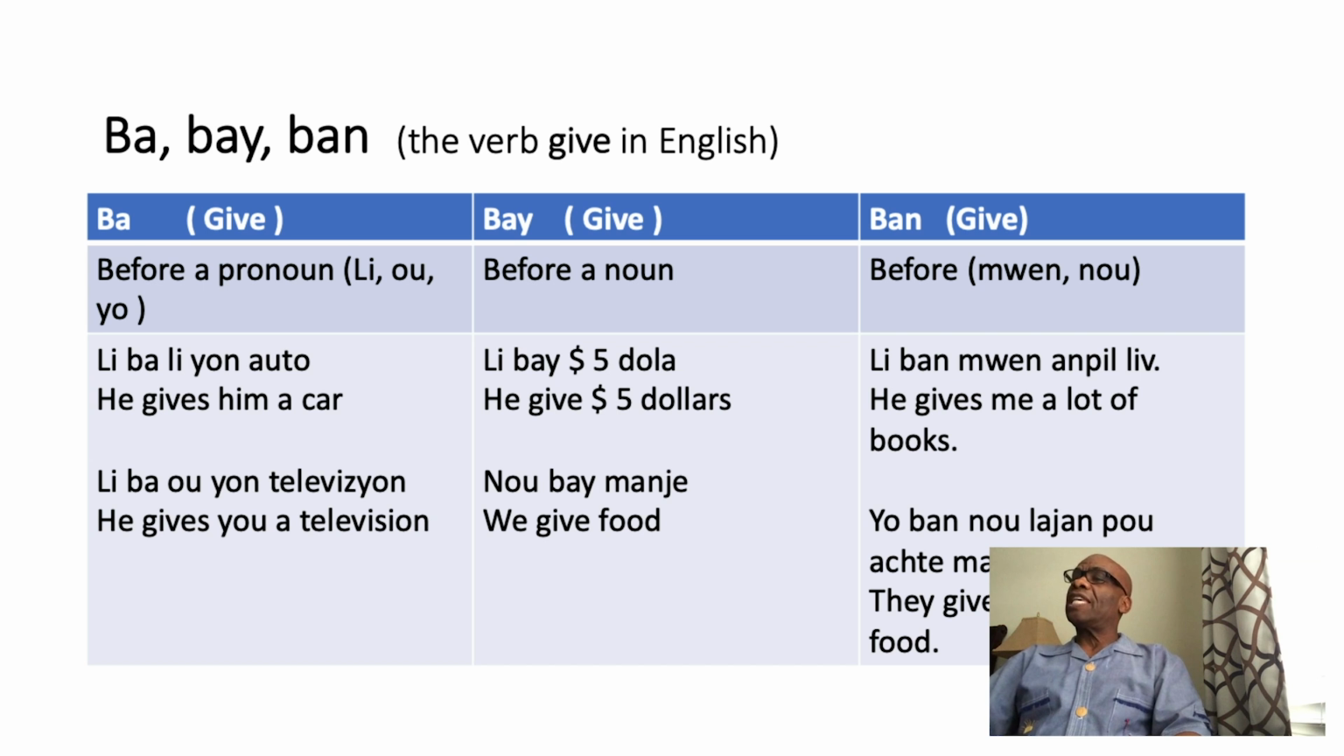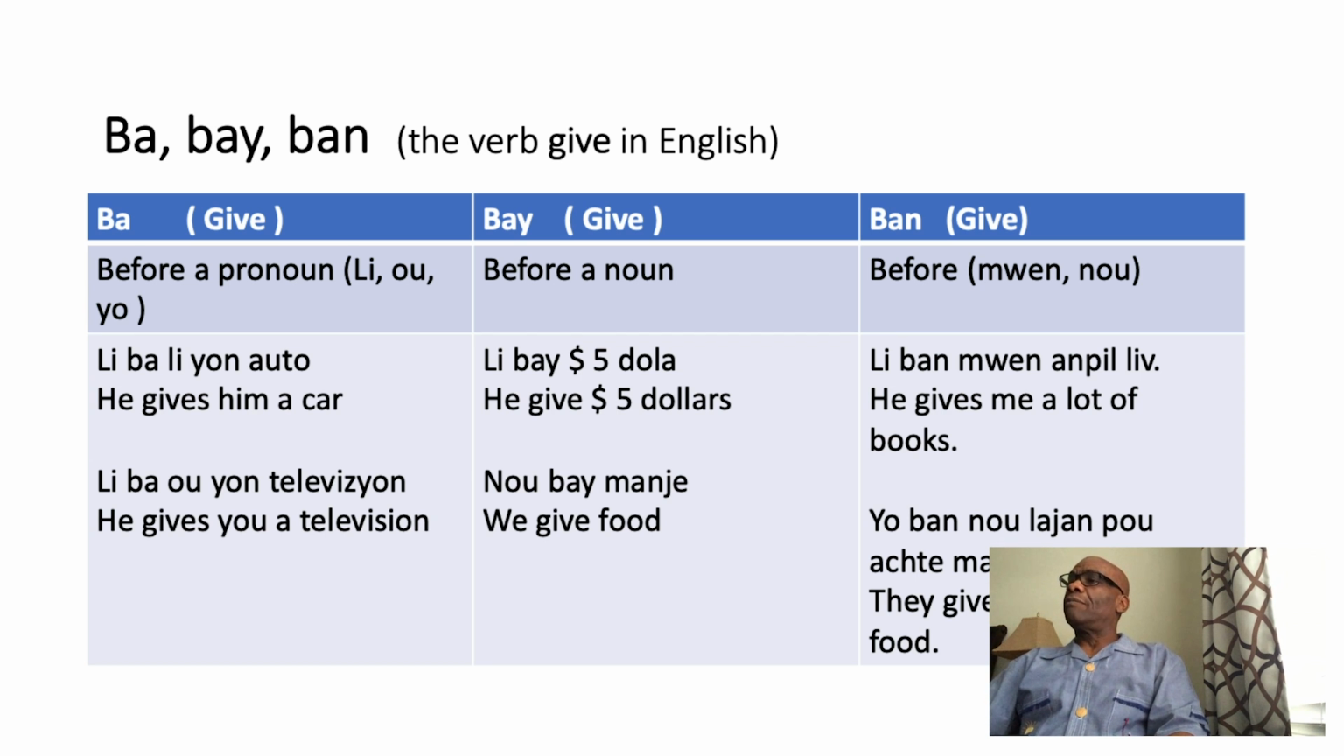Now, the same verb give is also bay before a noun. He gives $5. Nous bay manger. We give food. We cannot say nous ba manger. It doesn't sound good in Creole. Li bay $5. Nous bay manger.